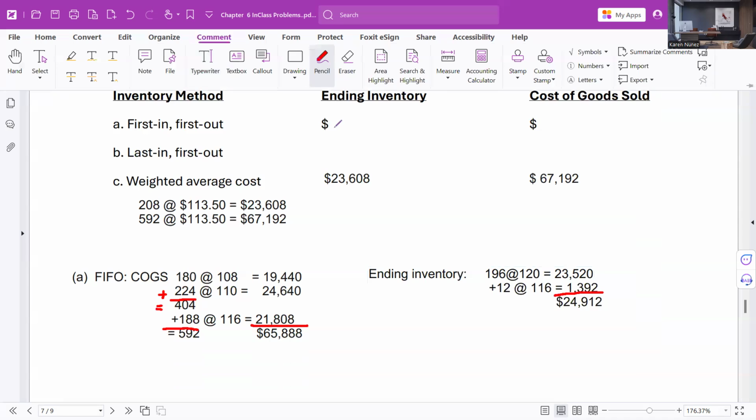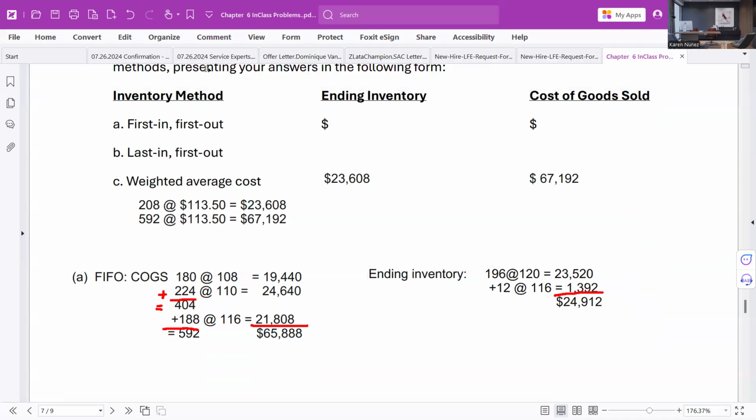Right here, the ending inventory we determined was 24,912, and the cost of goods sold is 65,888.